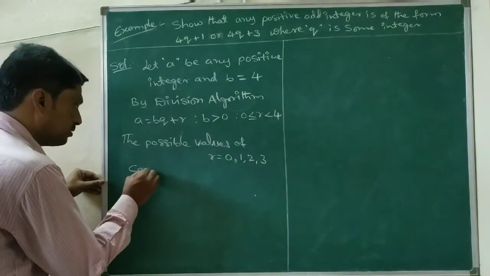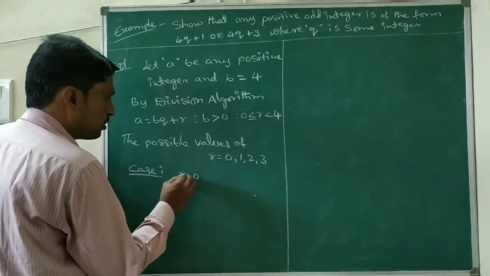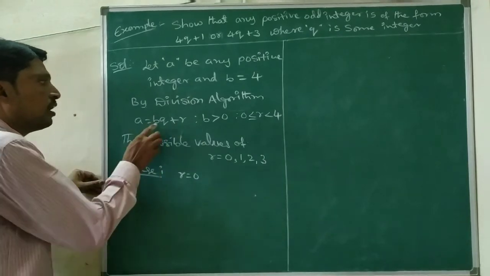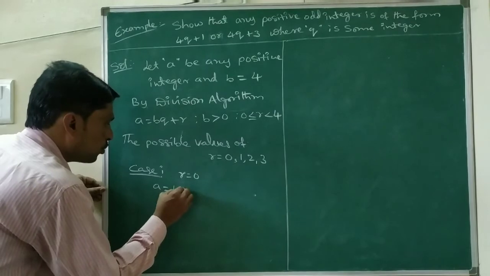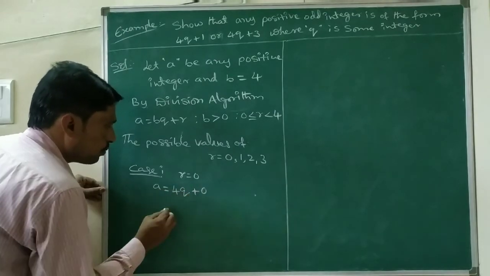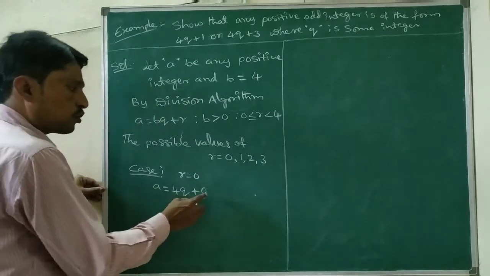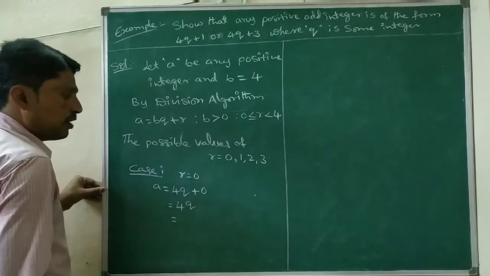So case number 1: r equals 0. R value is 0, and you can substitute in the division algorithm. B value also you have to substitute. So a equals 4q plus 0, which is 4q. How do we have to write this 4q?